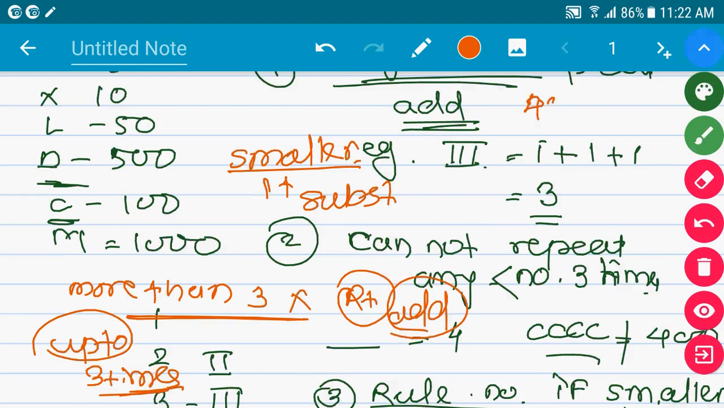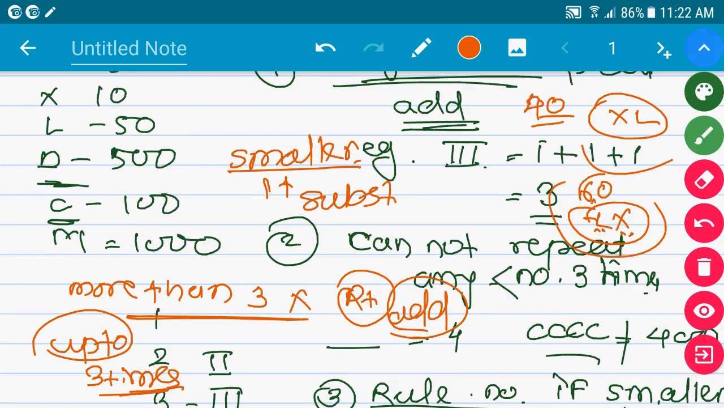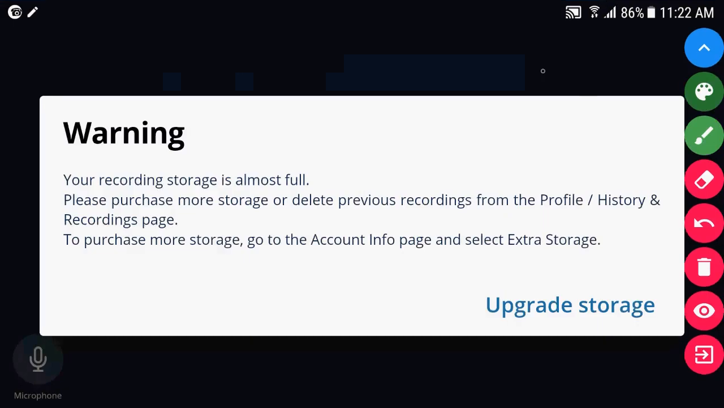Means for 40, I will write XL, but for 60, I will write LX, because I need to add 50 plus 10, 60. Okay, understood? I hope you all understood the concept about Roman numbers, and that is the only thing I want to share with you.